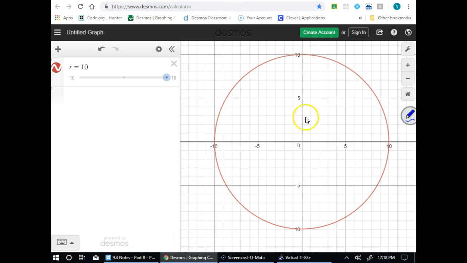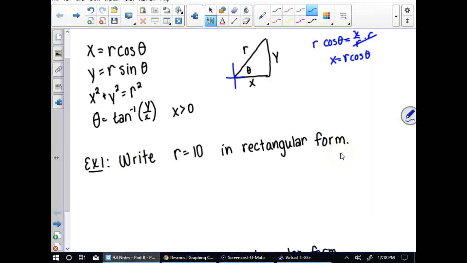So we should know that that one is going to be a circle because that means our radius is always 10. So if we want to change this to an equation that's in rectangular form, it's a really simple equation in polar form. It's just R equals 10. It's going to be a little bit different in rectangular form. So I would need to replace R with something so I have X's and Y's, right? Right now it's polar. I have R's and thetas, although this particular problem does not have a theta. I need to switch to something that has X's and Y's.